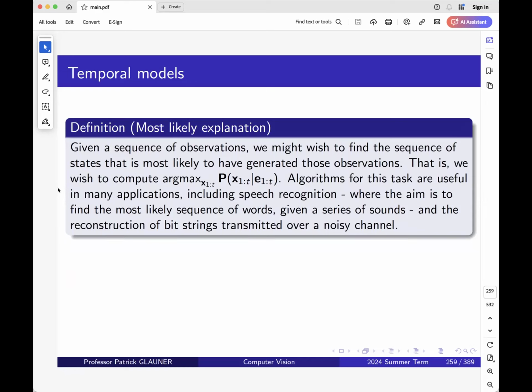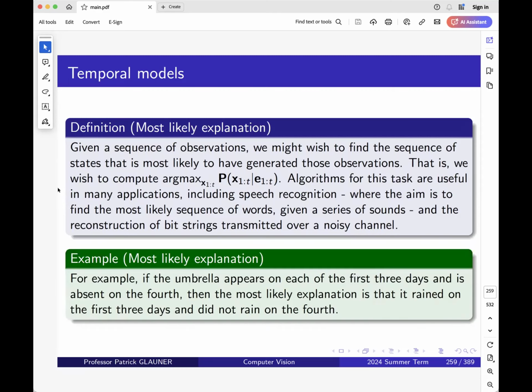There's one more task that we call the most likely explanation, and here we're trying to compute something different. For example, in our umbrella example, imagine that the umbrella appears on each of the first 3 days and it's absent on the 4th day. We are just recording the evidence, and then for the most likely explanation, we could argue that it most likely rained on the first 3 days, and then it did not rain on the 4th day, because 3 days in a row the umbrella came in and then not.